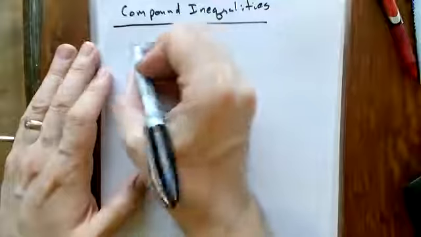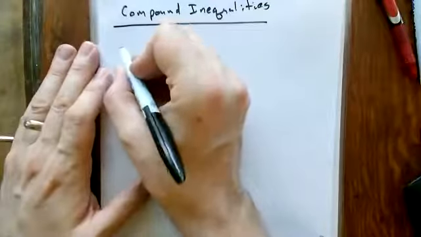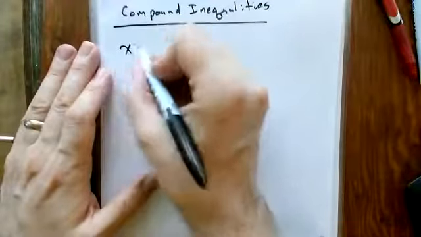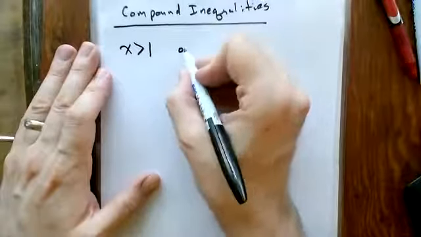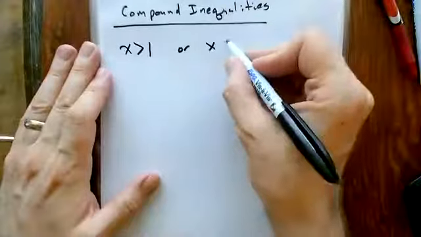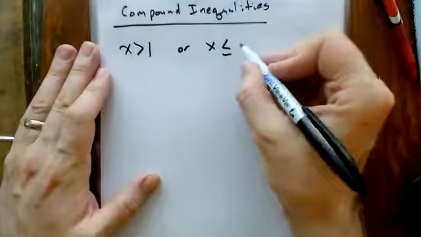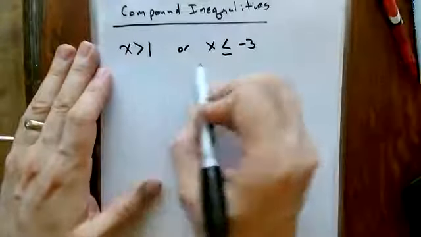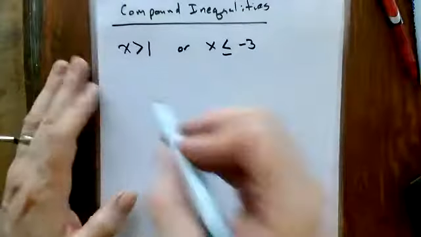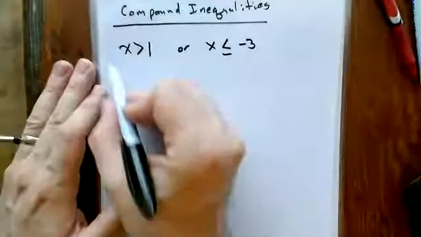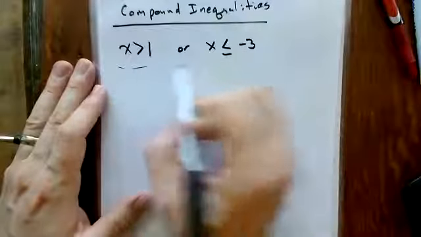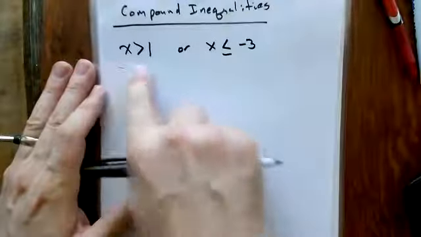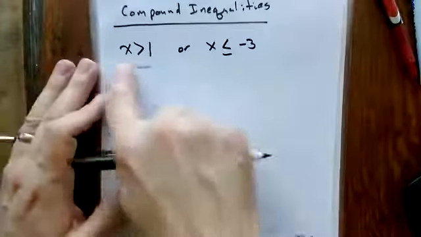So if I've got something like x is greater than 1, or x is less than or equal to, say, -3, when I use the word or, I'm literally saying that x has to satisfy one or the other or both of these criteria.